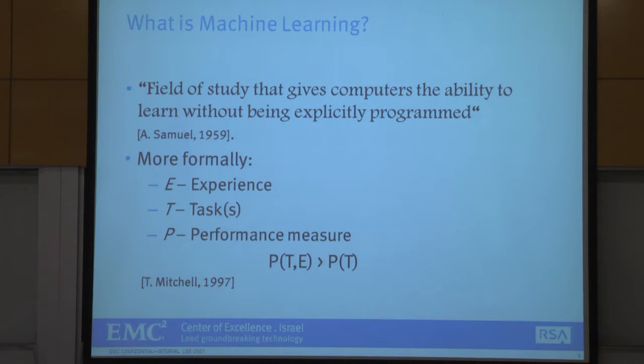So going back to machine learning. What is machine learning? There are some definitions. It's a field of study that gives computers the ability to learn without being explicitly programmed. That's from 1959, when artificial intelligence and machine learning started. And you can give a bit more formal definition of it. If you have some experience, some task and some measure of performance, you expect that given a specific task, if you have some experience or some data, the performance would be better than just trying to solve the task without looking at the data.